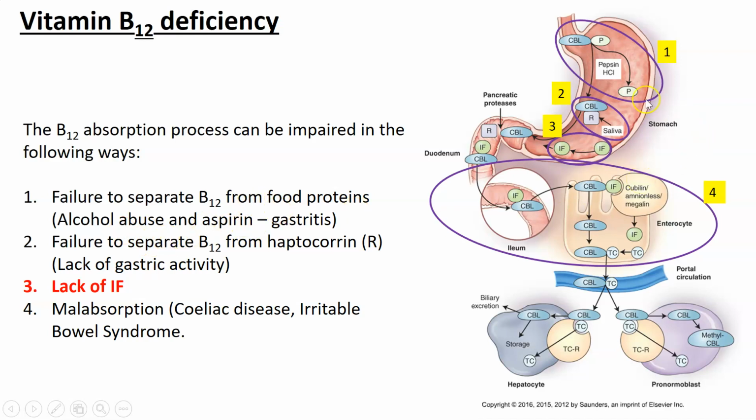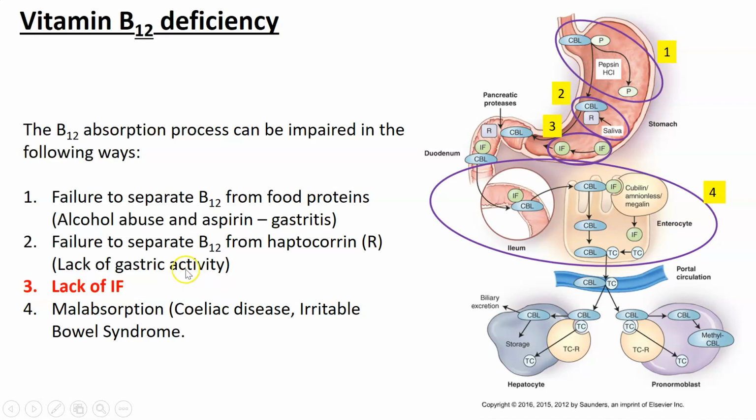So if you have gastritis, the cobalamin or the vitamin B12 doesn't detach from its original partner. And if that doesn't happen, well, full stop. It doesn't matter what you do after that, it's just not going to be absorbed. But if that does happen, then stage two, where the vitamin B12 has to detach from haptocorrin, maybe that doesn't happen. Again, that can also be due to a lack of gastric activity.